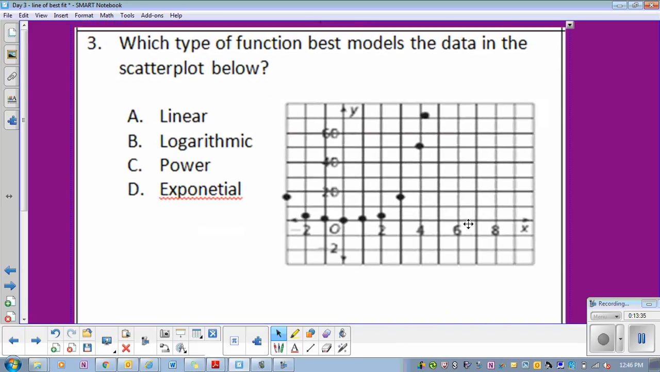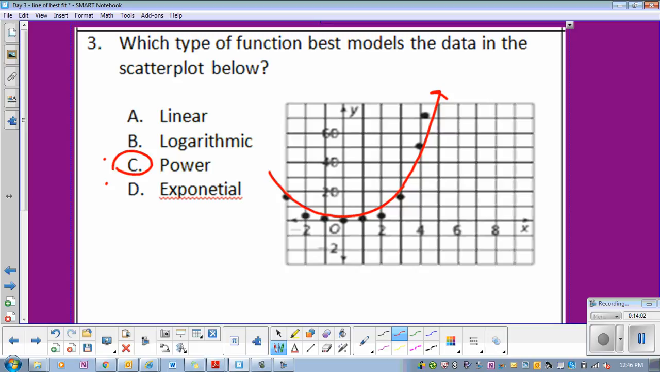Okay. Which type of function best models the data in the scatter plot below? C, exponential? I think it's exponential. So I'm hearing C and D. You know what? Not going to be exponential because you've got this guy that's curving up on the other side. Not going to be linear.